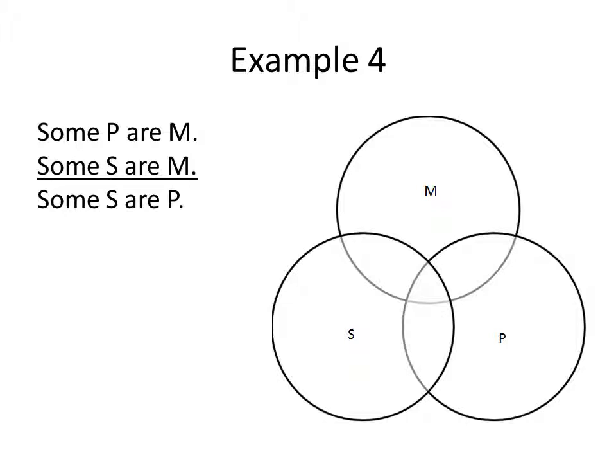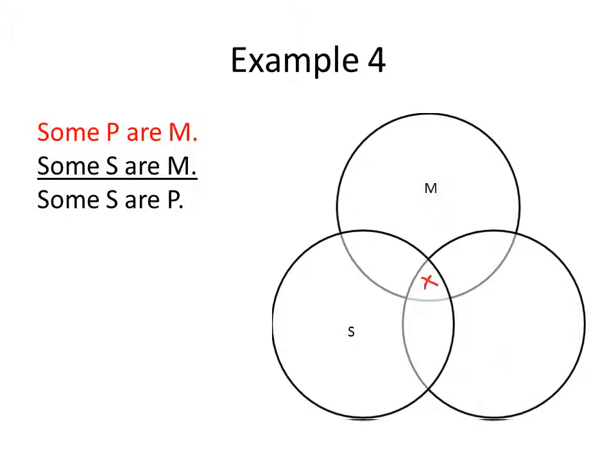So let's start with our first premise, some P are M. Okay, so we want to put an x here that shows that there's something that's both P and M. And we only want to put one x. Okay. So where could there be something that's both P and M? So we're going to put the x here, but let's think about why we put it there. Again, where could there be something that's both P and M?